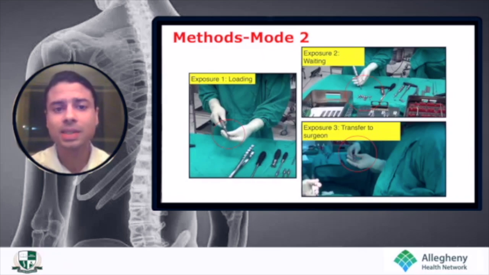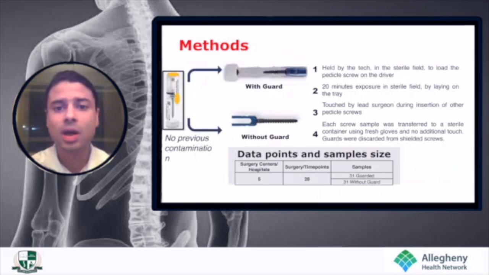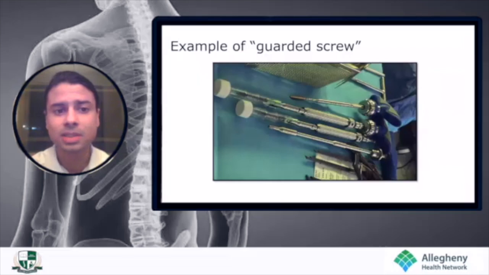The study was conducted in 5 US hospitals and consisted of a total of 28 spine surgeries. There were 2 groups of pedicle screws in each surgery. Both groups were prepackaged sterile screws to begin with, so we did avoid the first mode of contamination. The first group had a preloaded intraoperative guard in the package, which avoided the direct exposures that I showed in the previous slide. However, the second group had no such guard. Here is an example of how a guarded screw looks after loading onto a driver in the sterile field.